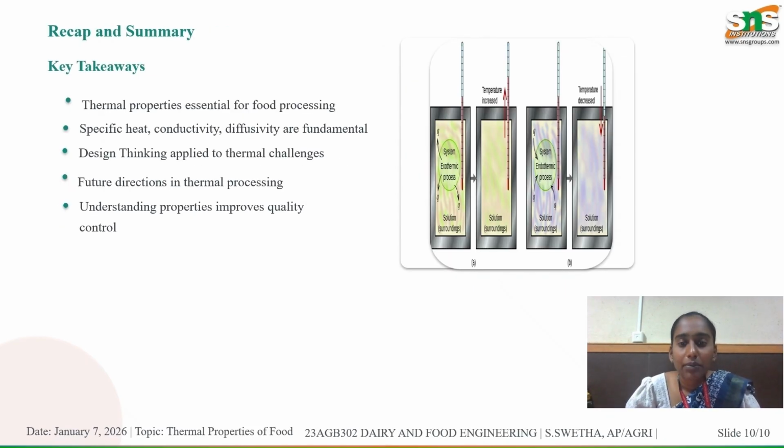So what is the recap and summary of this overall video? Thermal properties like conductivity and diffusivity are very essential for any food processing method. And design thinking helps us apply this concept easily to the food processing challenges we generally face. And also, in future directions, how we can get into this processing line.